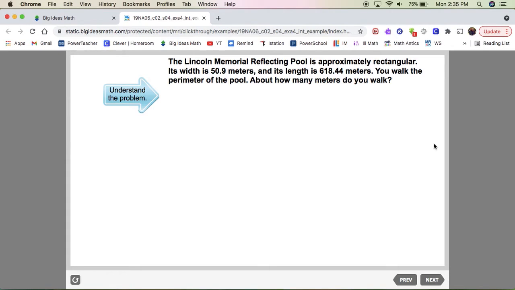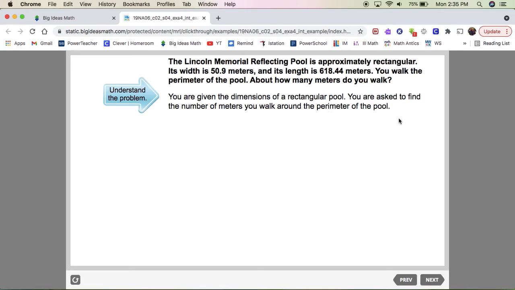Well, there's a couple of things you need to know here. First of all, you need to know what a rectangle is. You need to know something about rectangles, which is the width would be the same at both ends, and the length would be the same on both sides, directly opposite of each other. They're the same length, right angles. You walk the perimeter of the pool, so you've got to think about what perimeter is. Perimeter is the distance around something.